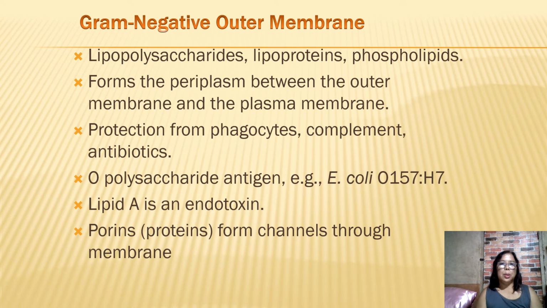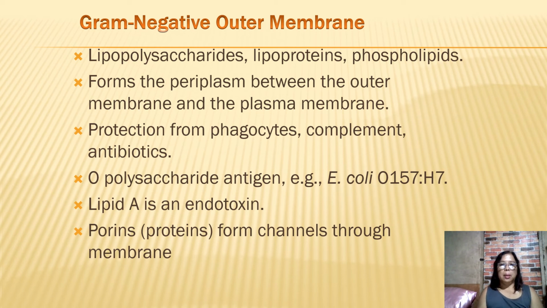So this is the structure of a gram-negative outer membrane. It is made up of lipopolysaccharides, lipoprotein, and phospholipids. It forms the periplasm between the outer membrane and the plasma membrane, the one that I was telling you is a sandwich. Then protection for phagocytes, complement, and antibiotics. Because it is highly dense, it prevents some phagocytes and antibiotics.